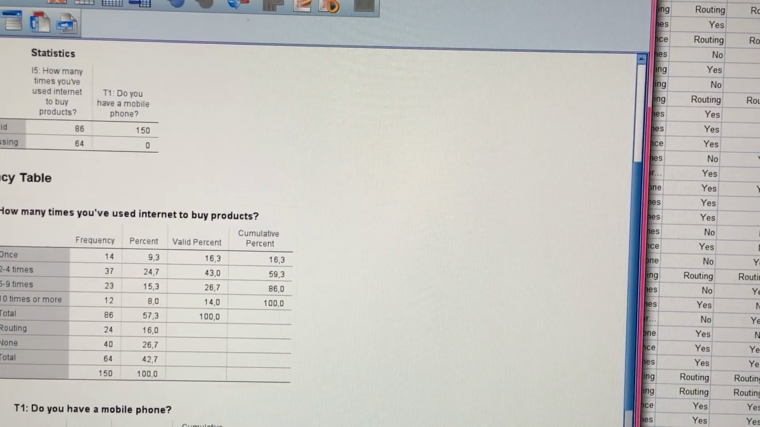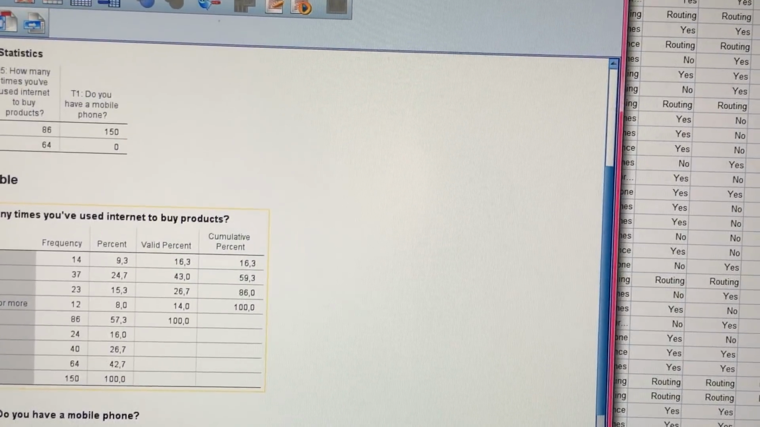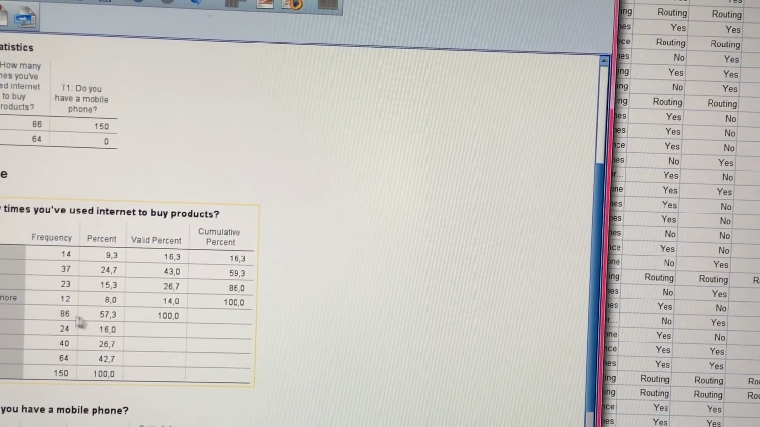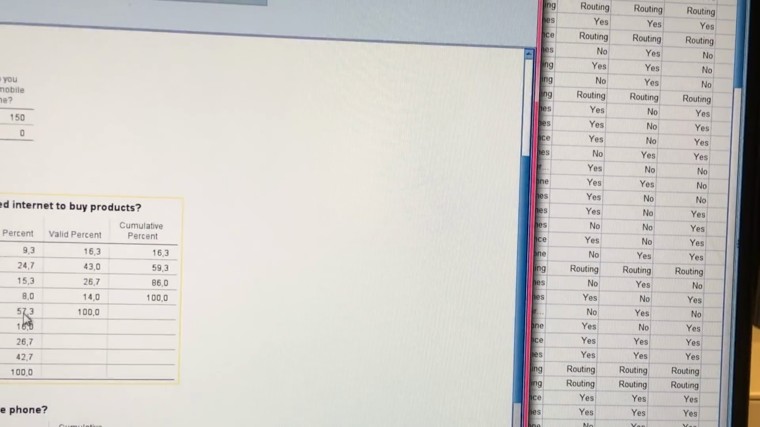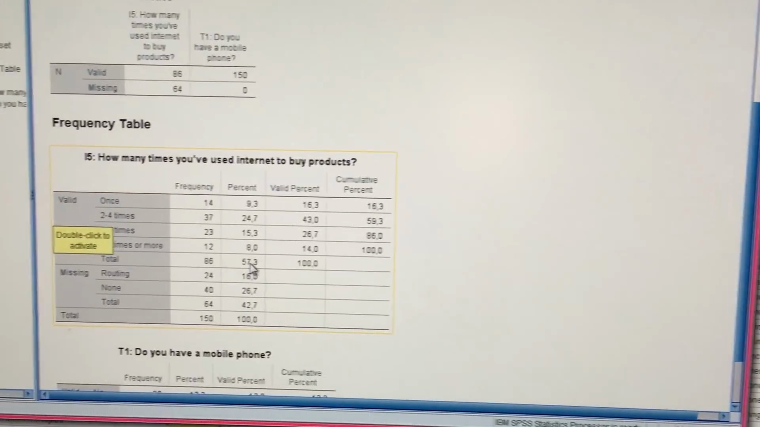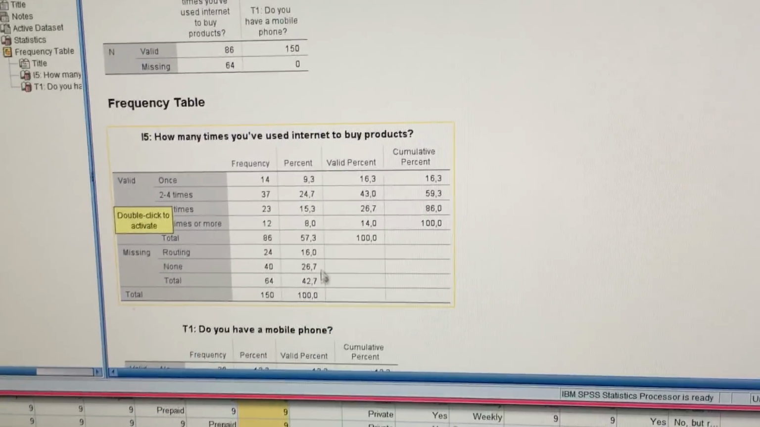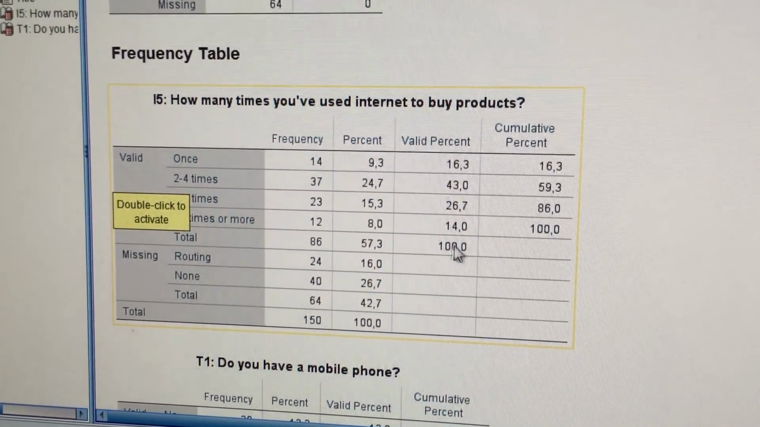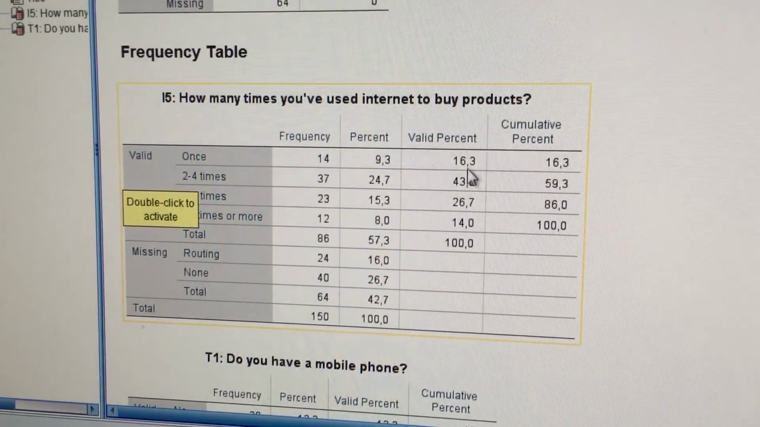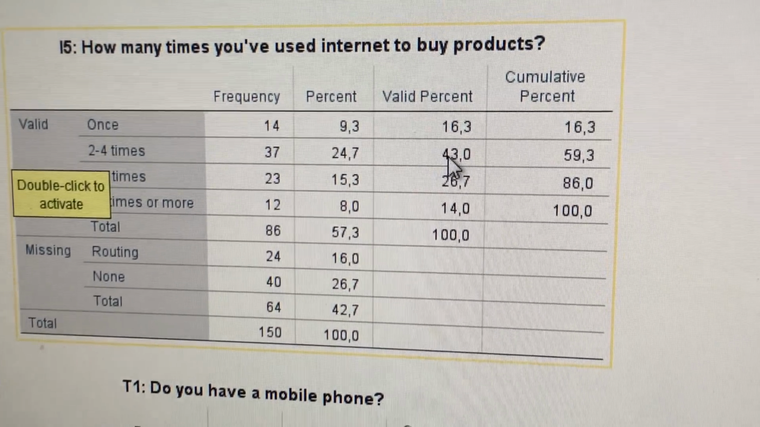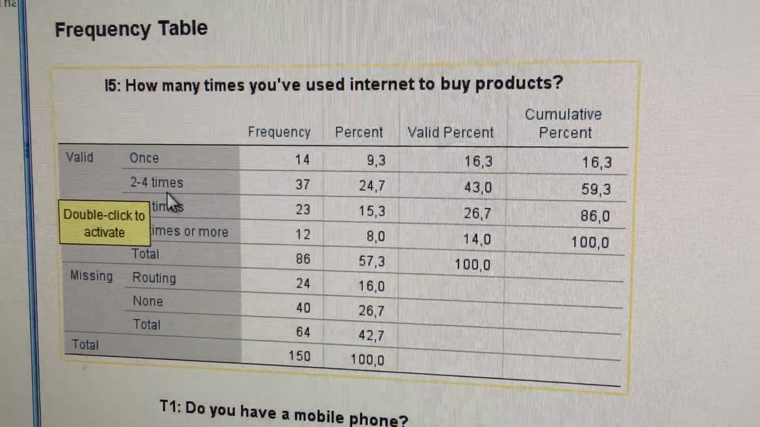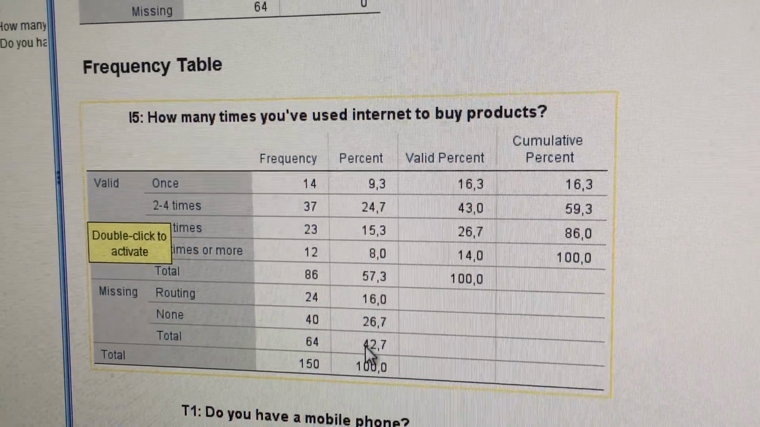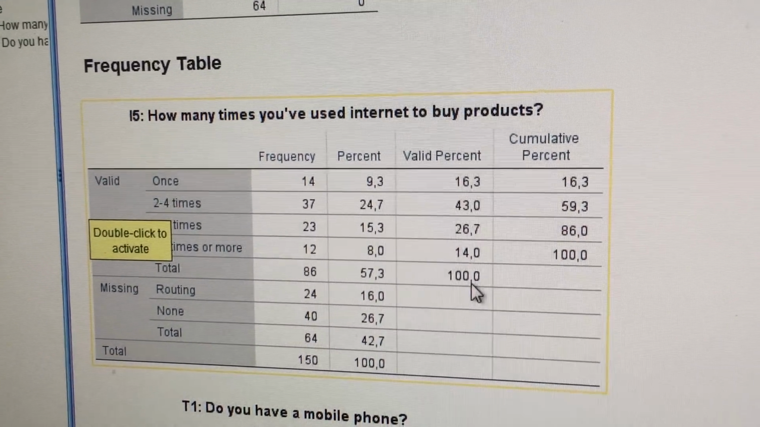So from the valid respondents who got the question, you see that 86 got the question, and that resembles 57%. However, you don't want to have percentages from all the people because they didn't fill this in, so you always look at the valid percent. From all the 100% that got this question, you look at the valid percent and you say 43%, that's the majority in this case, used it 2 to 4 times. So bear in mind, valid percent.